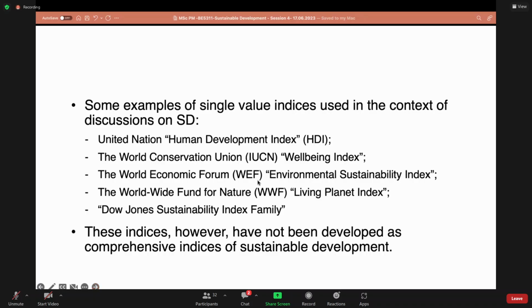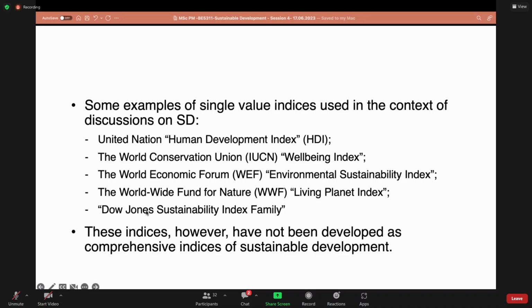So likewise, there are lots of various indices currently used when we are discussing sustainable development. So the UN has the Human Development Index, the World Conservation Union, they have something called the Well-being Index. And the Economic Forum, they have an Environmental Sustainability Index. There's the Living Planet Index that's used by the WWF. Then Dow Jones, they have a Sustainability Index family.